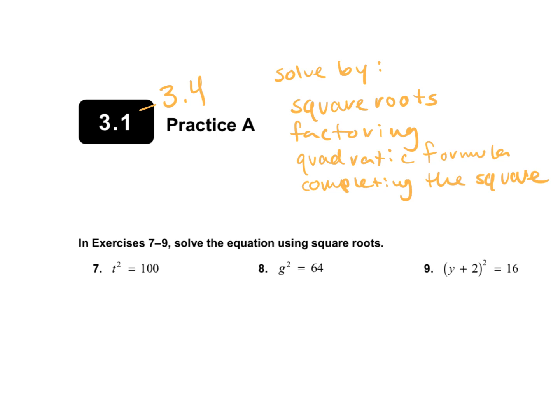and then some questions will also say solve using any method, so you could use any one of these methods that you want to use. And the test is also 13 questions.